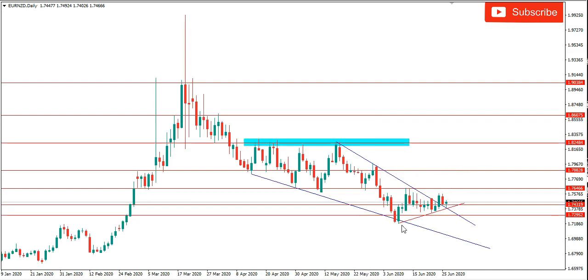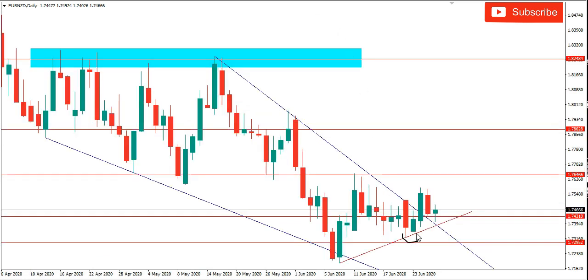As added confluence, you can see we also have this trend line. We had one touch down here, and then although price didn't touch it, we can still expect to see maybe a move down to this area, a rejection before continuation upwards. So let's go into the 4 hours time frame and see what we have from the 4 hours time frame.